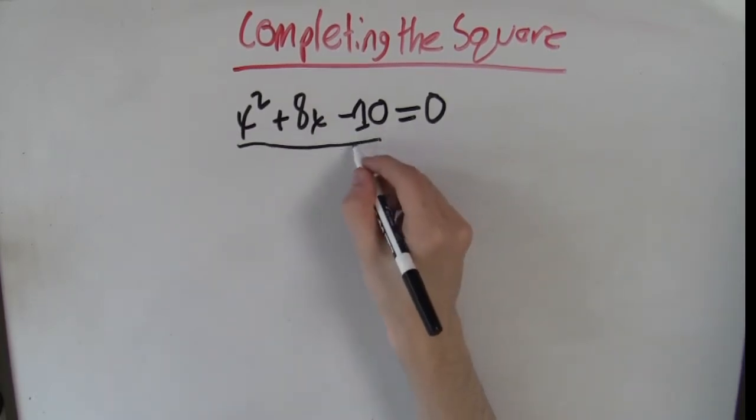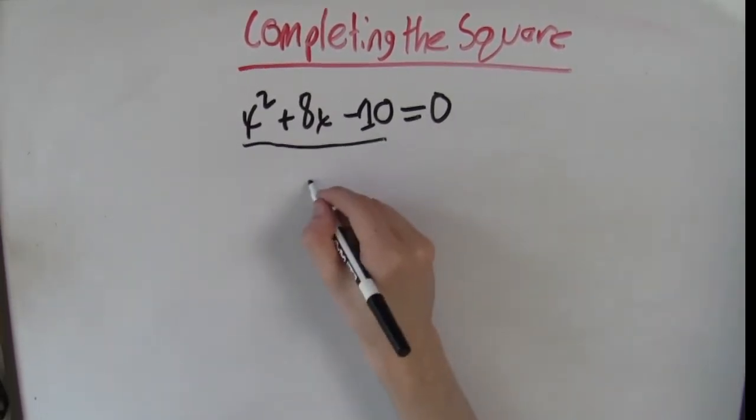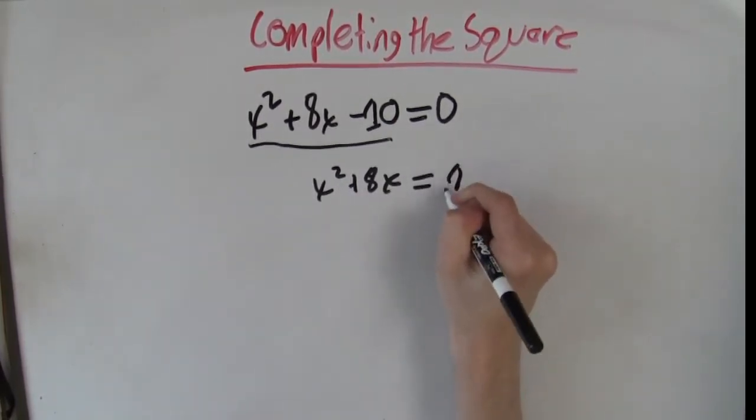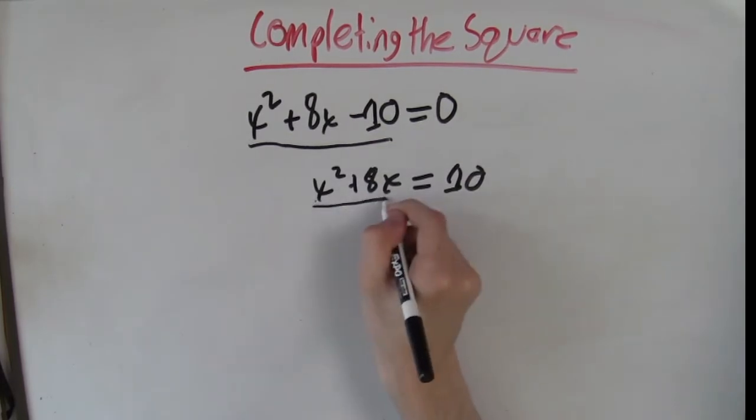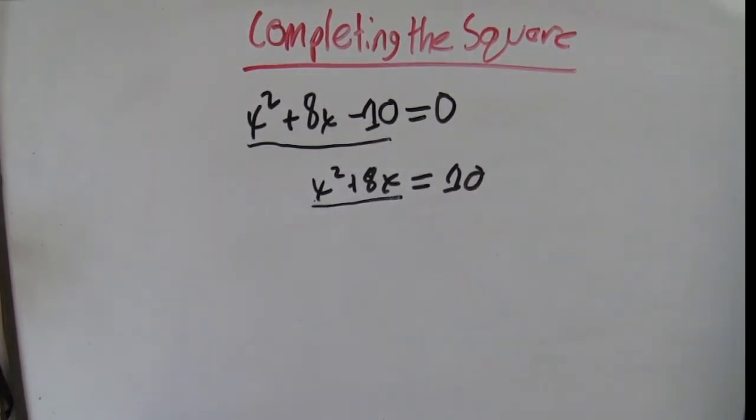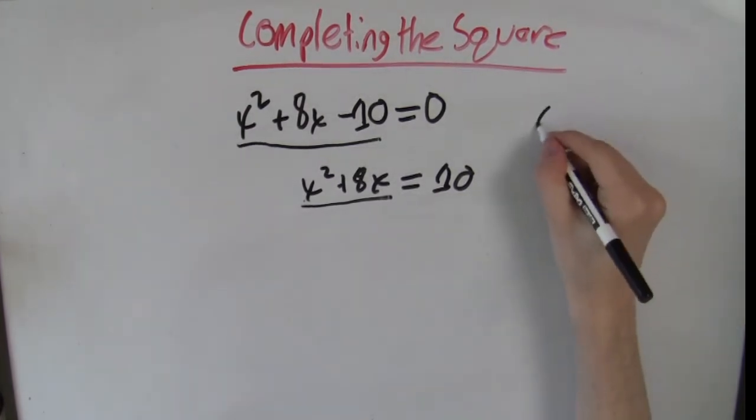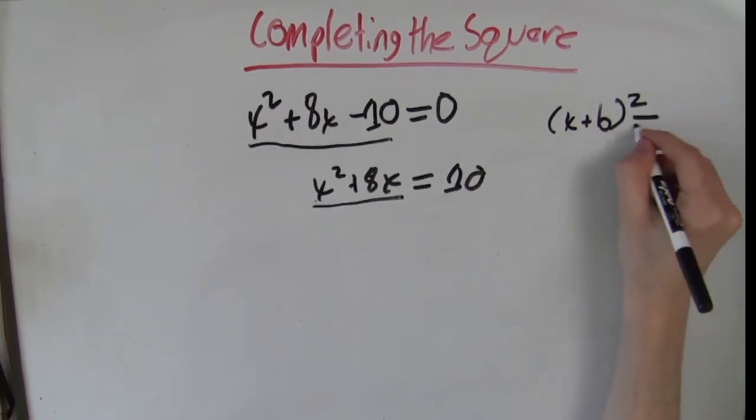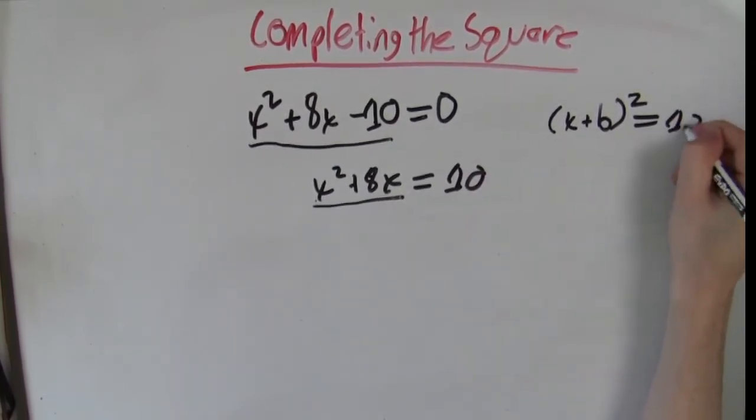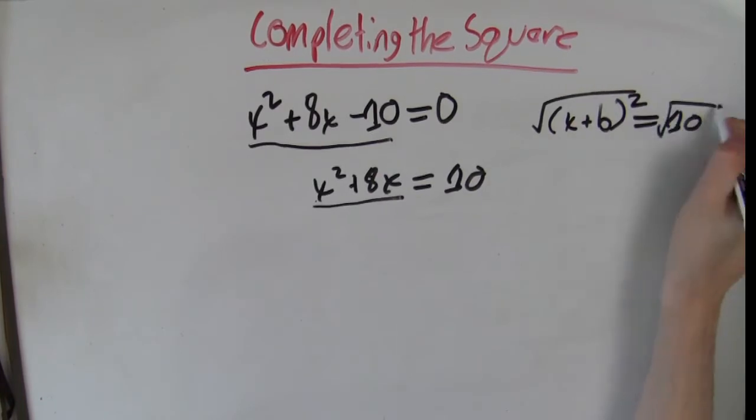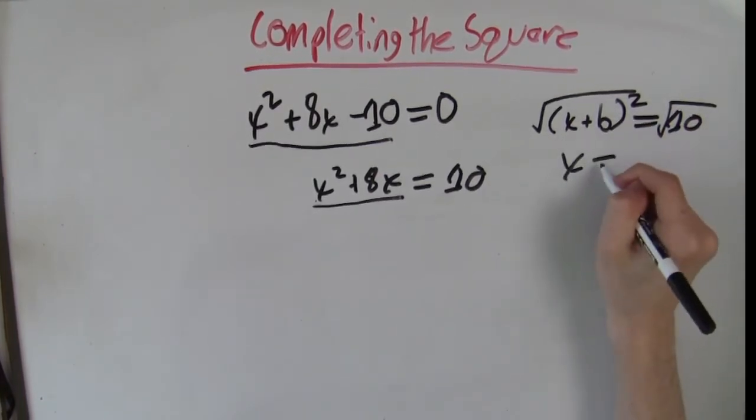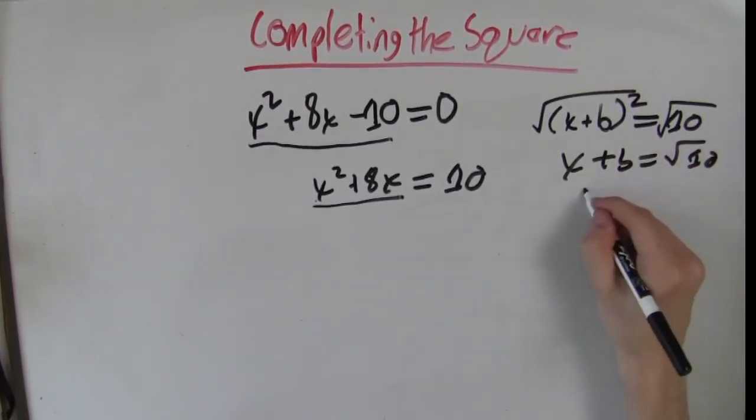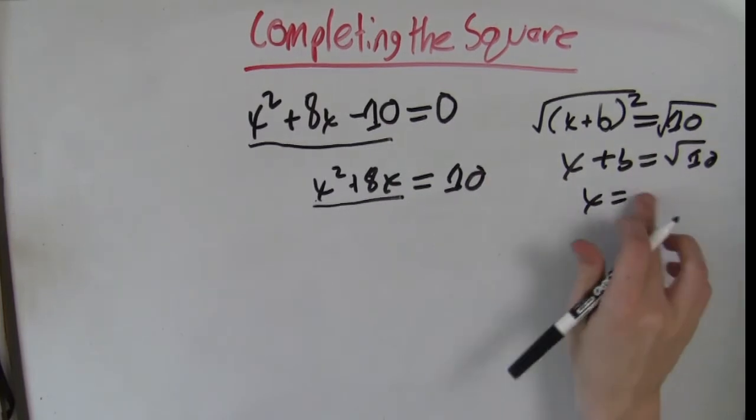Right? So first thing I'm going to do is add 10 to both sides. So I have x squared plus 8x equals 10. And I want this whole side to turn into x plus something squared, right? I want to have it be x plus a number, let's say b, squared. And then I'll say equals 10, so I can take the square root: x plus b equals square root of 10, subtract b, x equals, and then I have my answer, right?